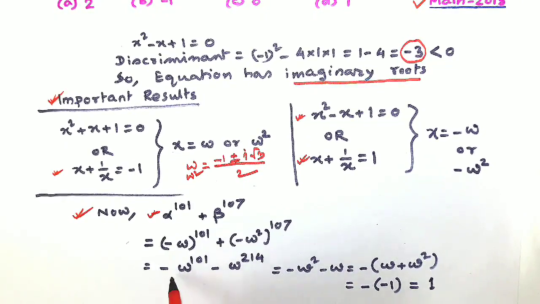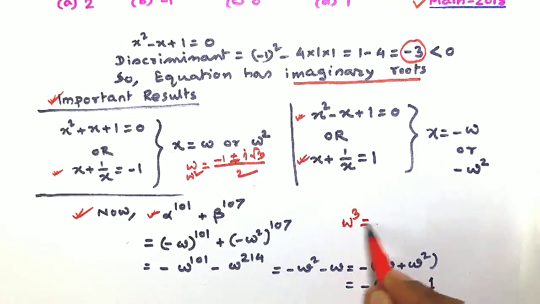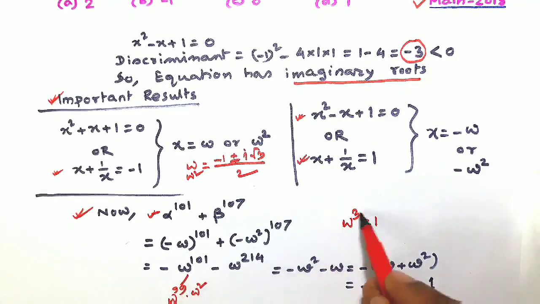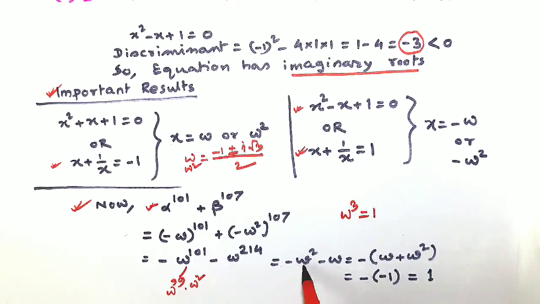This is equal to minus omega to the power 101 minus omega to the power 2 into 107, means 214. And you know, omega cube is equal to 1. So omega to the power 101 will be obviously omega square, isn't it? And this can be broken in this way: omega to the power 99 into omega square, and omega to the power 99 is equal to 1 since omega cube is equal to 1. So this is minus omega square.